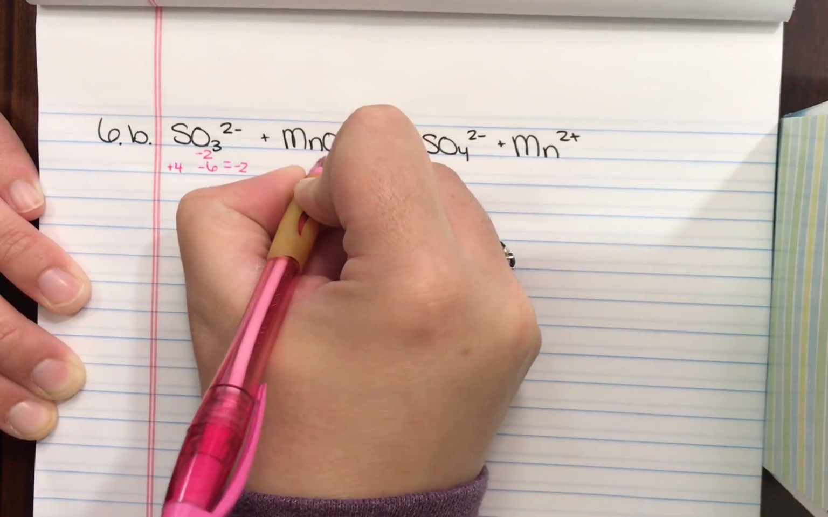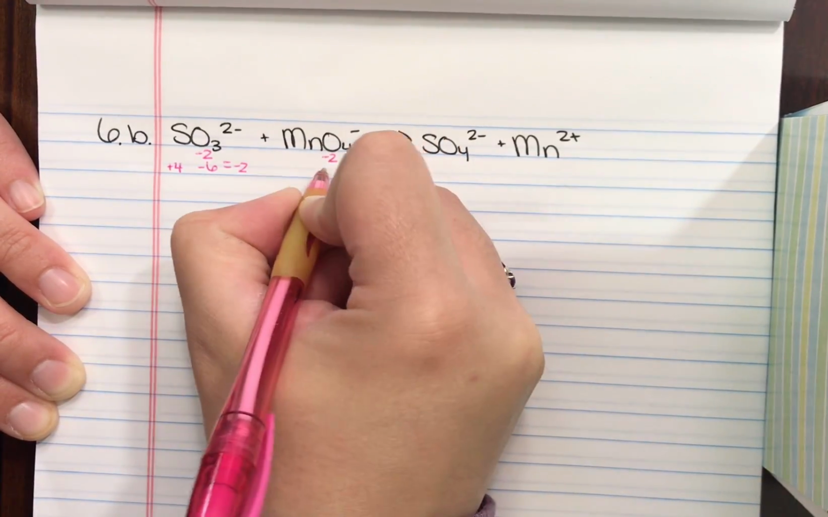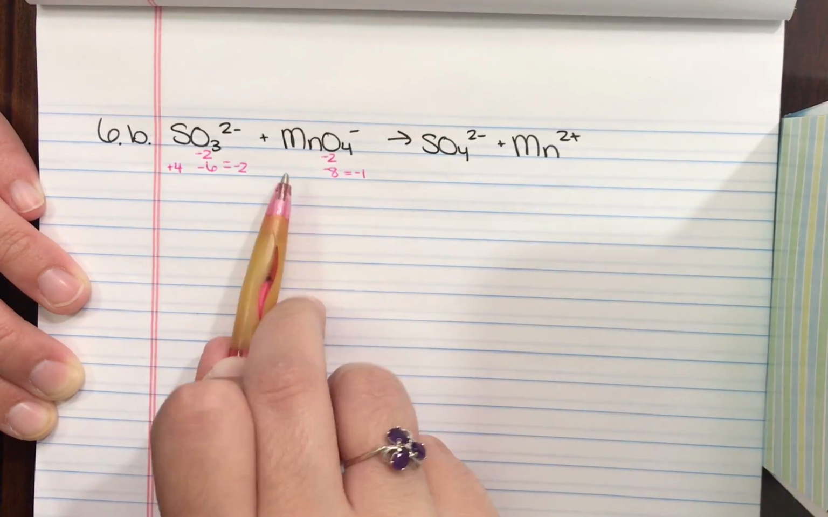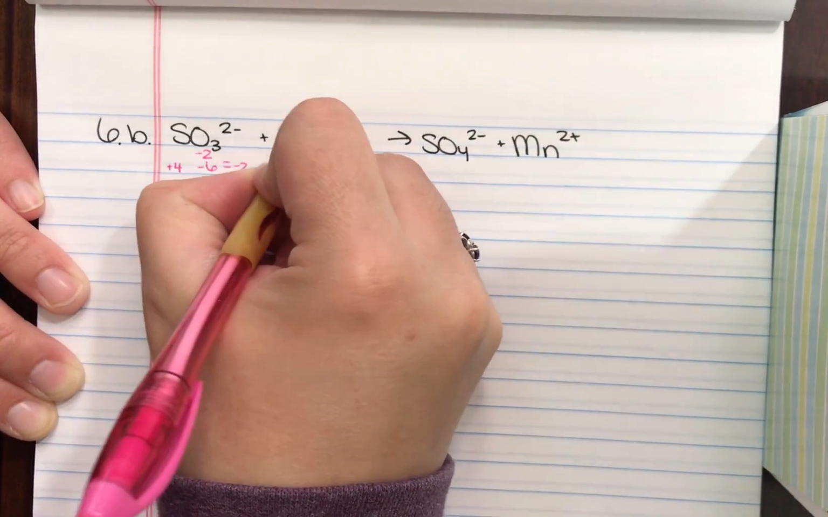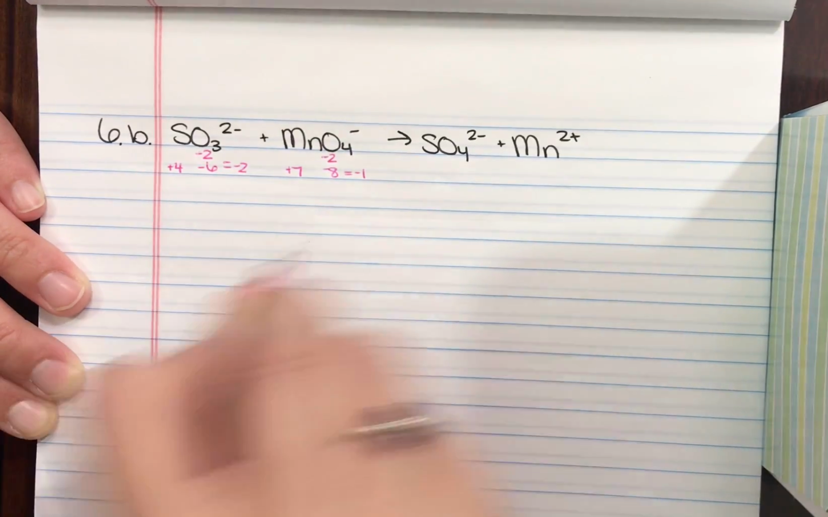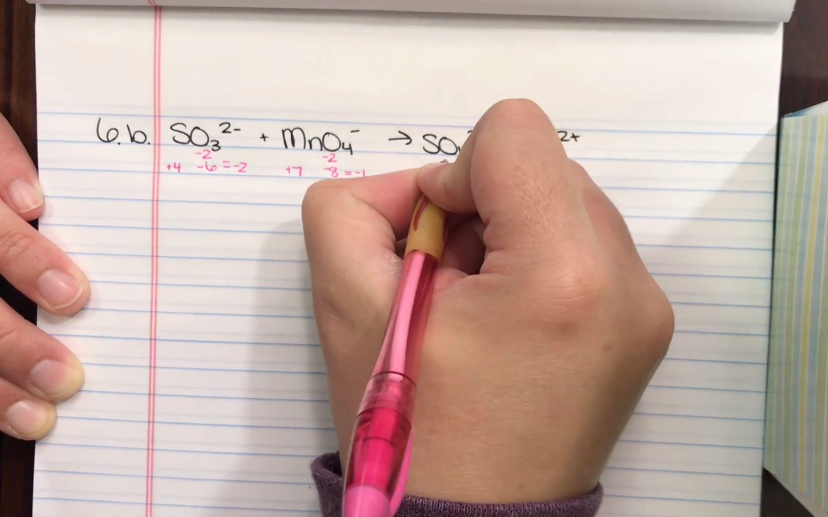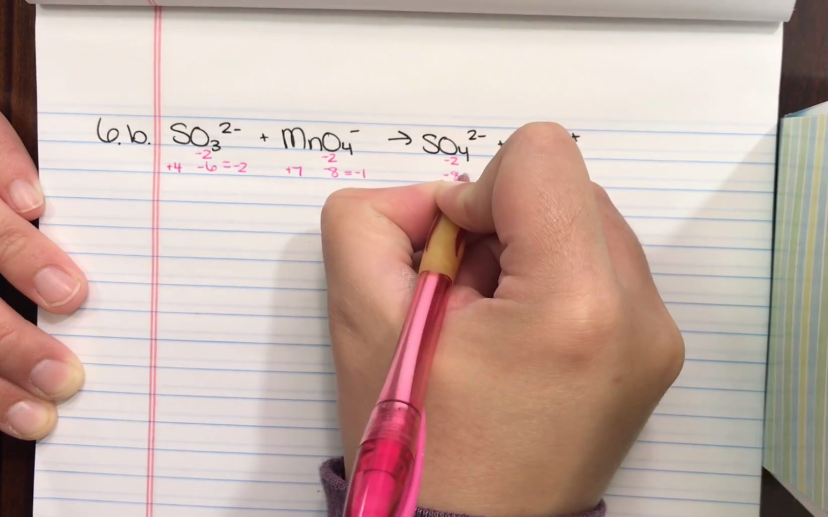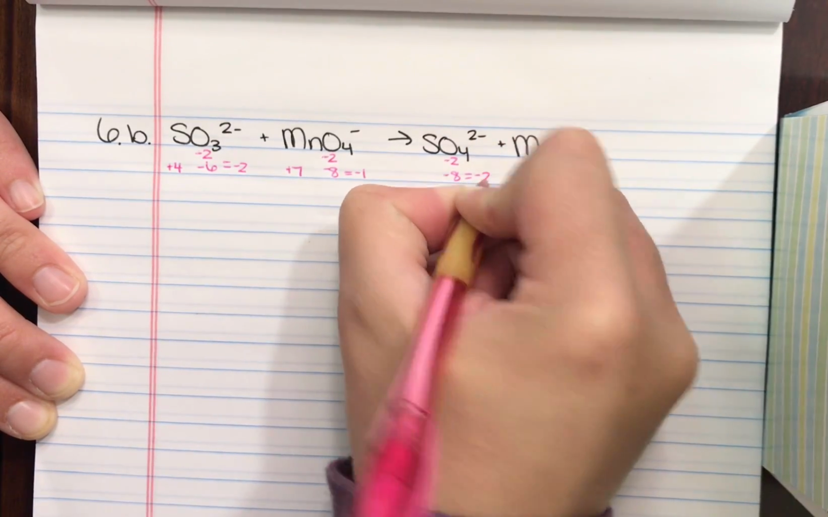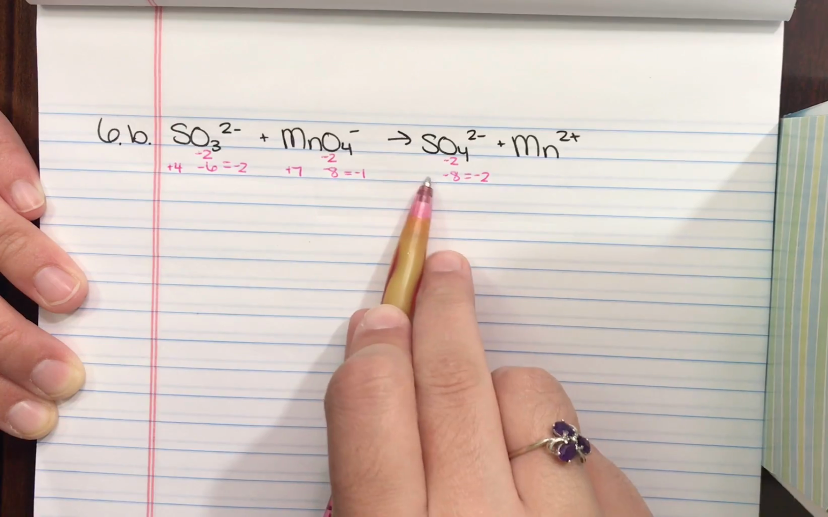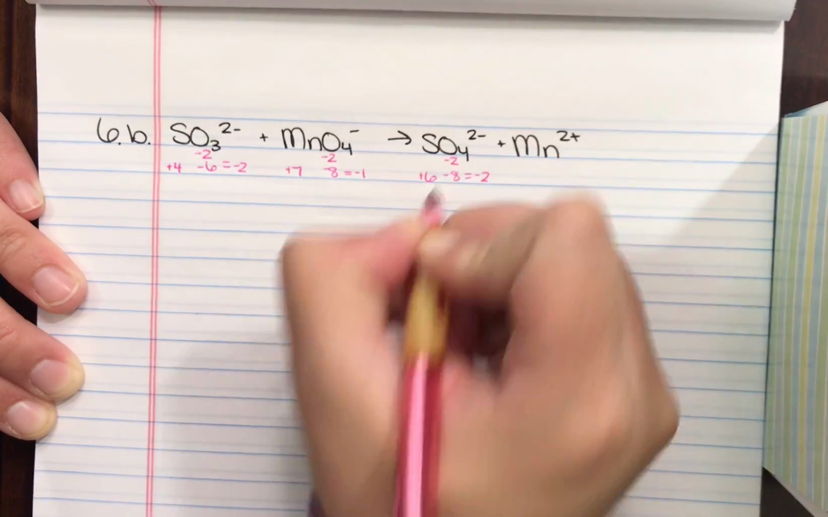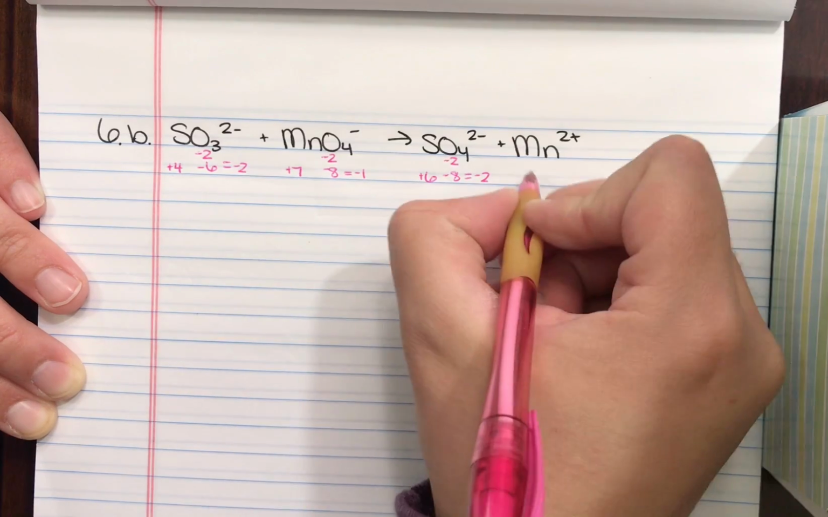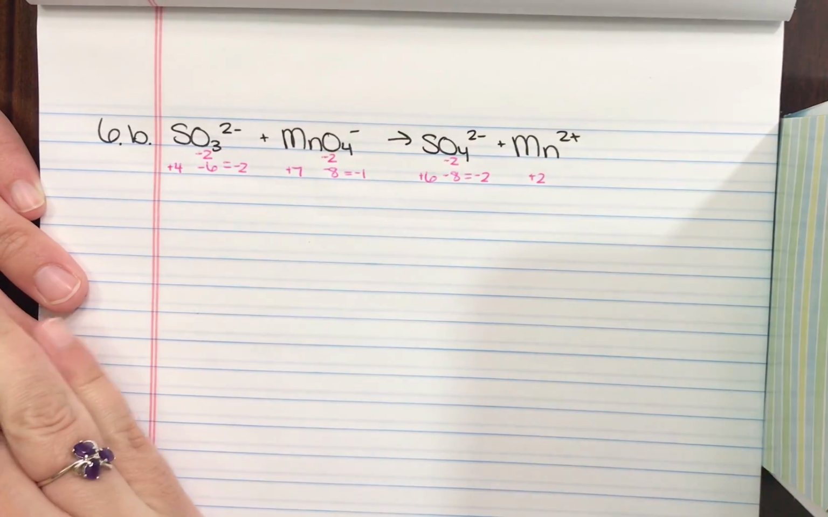So once again, this oxygen's -2. We have 4 of them, so we're -8. Overall, we need a -1 charge. So that means this manganese needs to be a +7. Next one, oxygen, still a -2. We have 4 of them, so we're at -8. Overall, we need a -2 charge. So that means that this guy has to be a +6. The last one, this is a +2 charge overall, so it's just also going to be a +2.